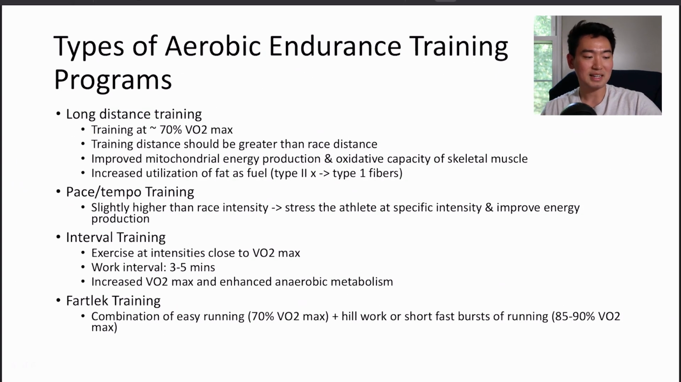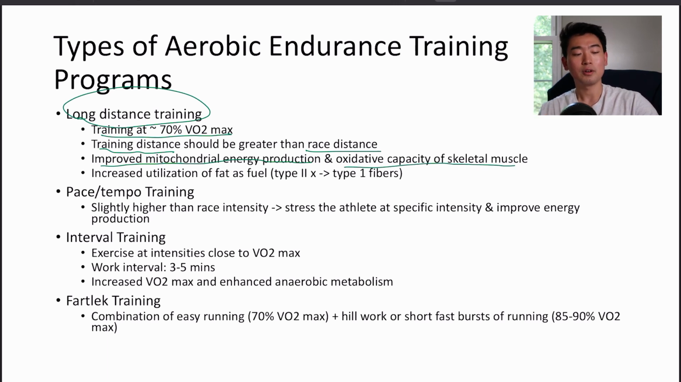All right, moving on to the next slide, types of aerobic endurance training programs. There's long distance training, which has the athlete train at about 70% of the VO2 max. And training distance, generally speaking, should be greater than the race distance. Improved mitochondrial energy production is something that you can expect from long distance training, and improved oxidative capacity of the skeletal muscle is also something that you can expect.